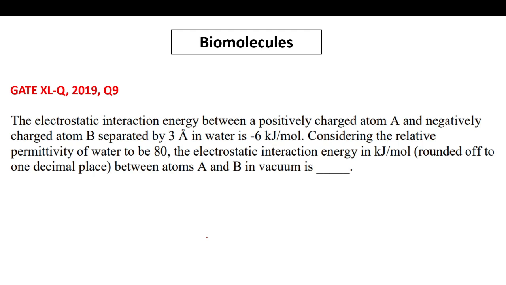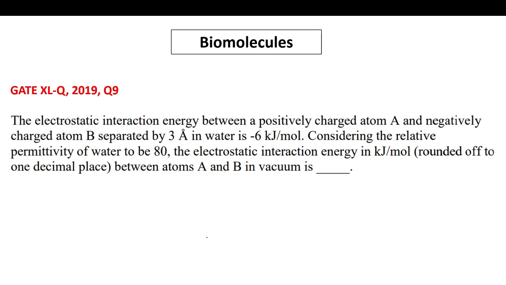Now we are moving to another question coming under the topic of biomolecules, which came in GATE Exam in the year 2019, that is question number 9. Question number 9 states that the electrostatic interaction energy between a positively charged atom A and a negatively charged atom B separated by 3 angstrom in water is minus 6 kilojoule per mole.